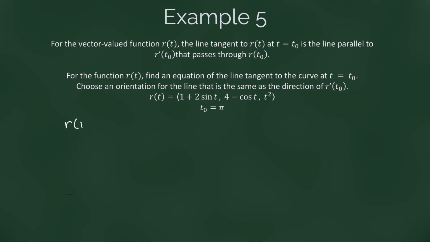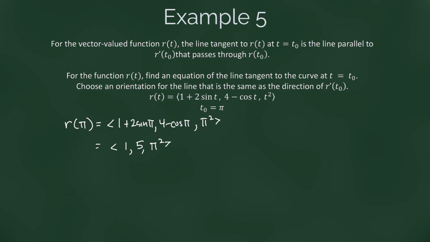So we need a couple of things. First thing we need to know is what is r of pi, because that's going to give us the vector at which we're making our line. And so that is going to be 1 plus 2 times the sine of pi, 4 minus the cosine of pi, and pi squared. Well, the sine of pi is 0, so we get 1. The cosine of pi is negative 1, so we get 5. And then we have 1, 5, pi squared.